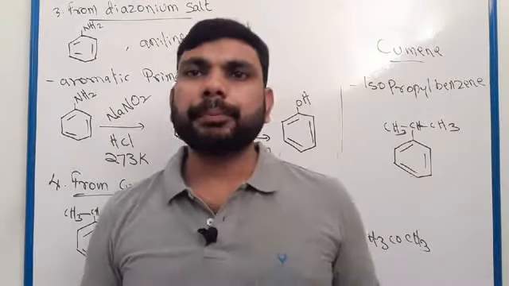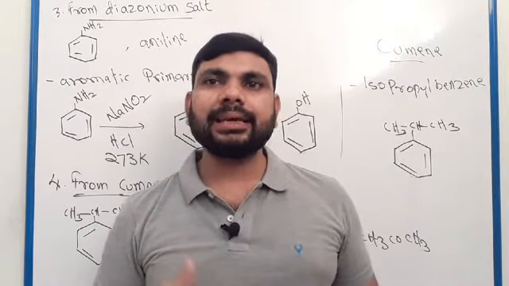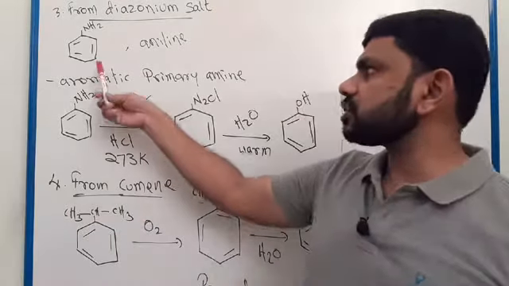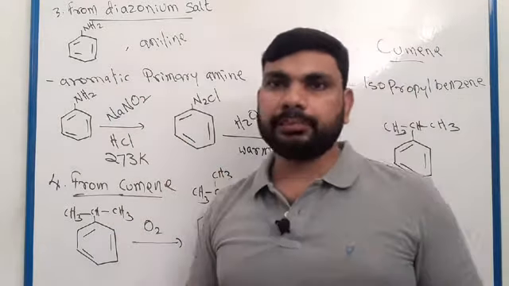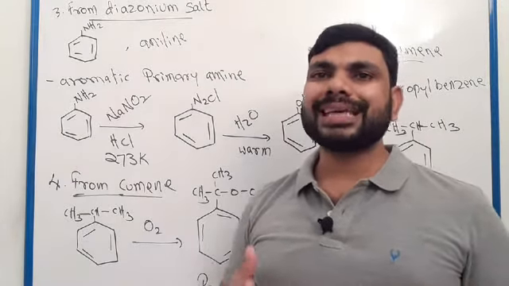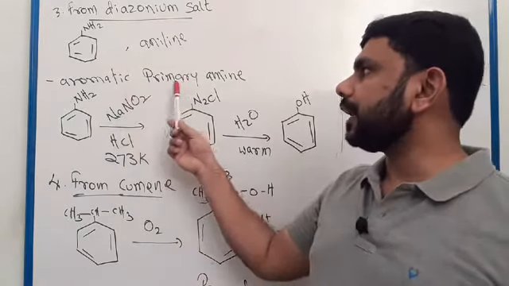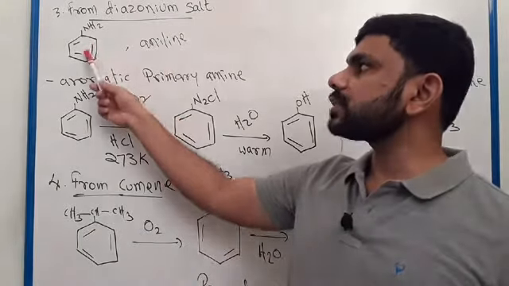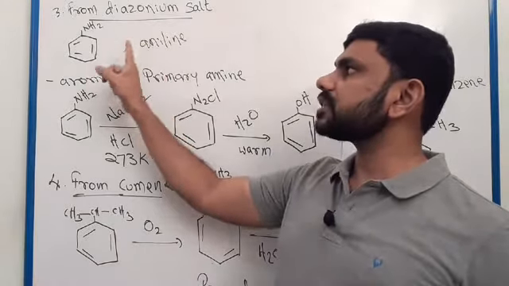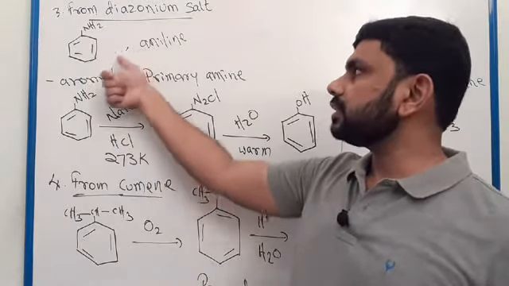Clear? Okay, next one, preparation of phenol from benzene diazonium chloride, or benzene diazonium salt. Look at this structure; this compound is called aniline, a benzene ring with NH2 on top. This is an aromatic primary amine: aromatic because there is a benzene ring, and amine, primary amine.